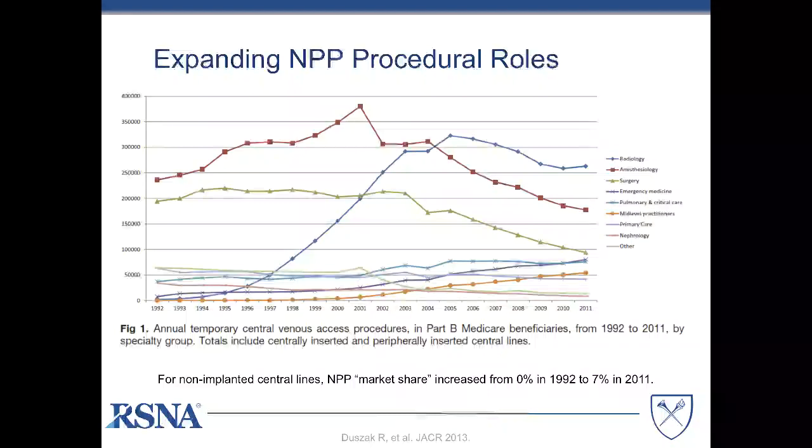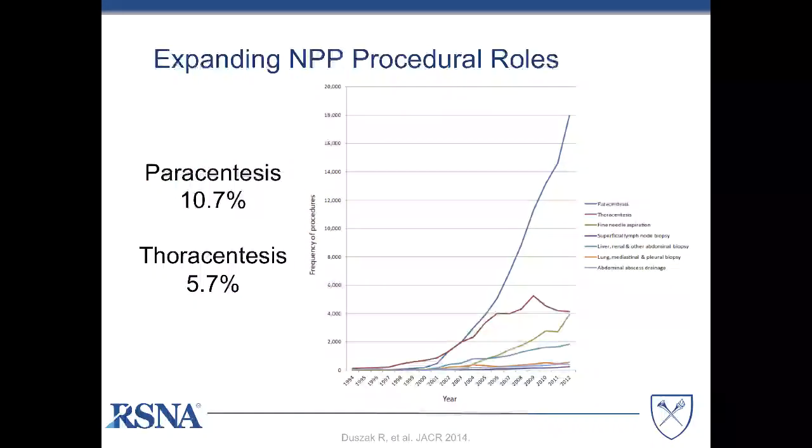Here's a figure from a paper of ours looking at who is placing temporary central lines in Medicare beneficiaries. Note in blue that radiologists have overtaken surgeons as the dominant physician specialists. But note as well in orange that the growth slope of non-physician providers is faster than any other specialty. These individuals now perform a growing share of billable venous access procedures all across the country.